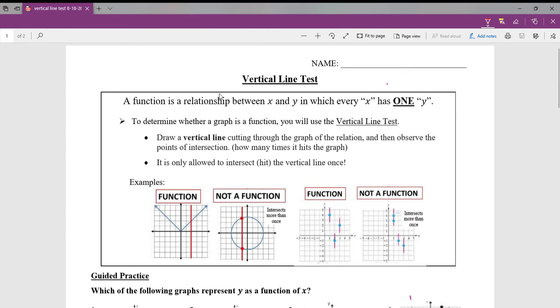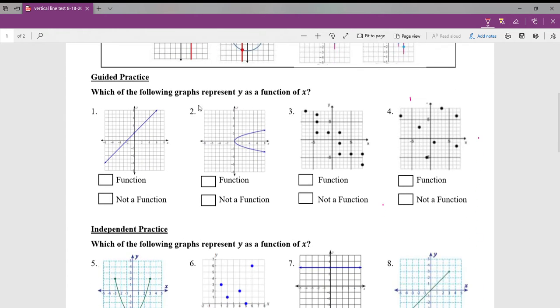So it's called the vertical line test. This is a way to tell whether a graph is a function or a non-function. It's very simple. All we're going to do is draw a vertical line. Just as a reminder, a vertical line is straight up and down. We're going to draw a straight up and down line on our graph, and we're just going to see how many times it touches the line that's already graphed.